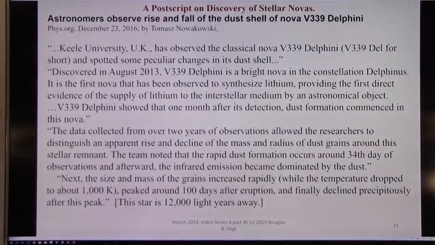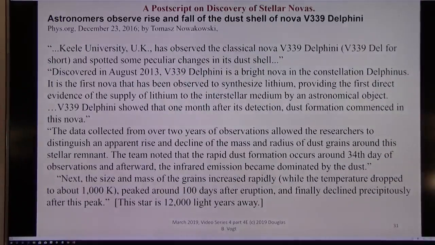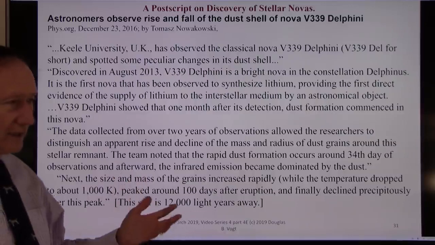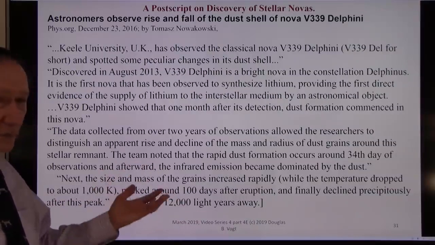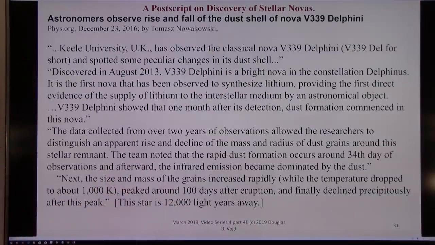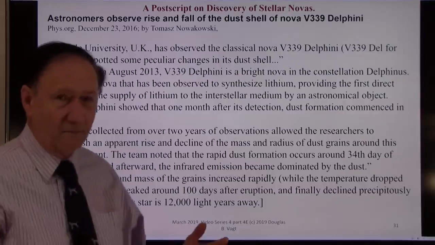The data collected from over 2 years of observation allowed the researchers to distinguish an apparent rise and decline of the mass and radius of dust grains around this stellar remnant. Notice I finally recognized as a dust shell that the star gives off when it novas. This is exactly what I said. The team noted that the rapid dust formation occurs around the 34th day of observation and afterwards. The infrared emission became dominated by the dust. In other words, the dust is hot.